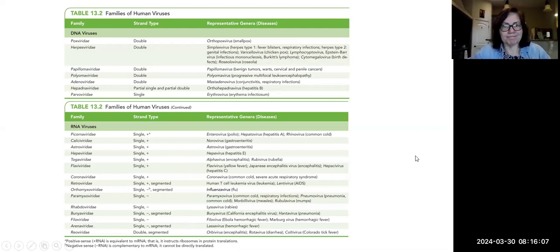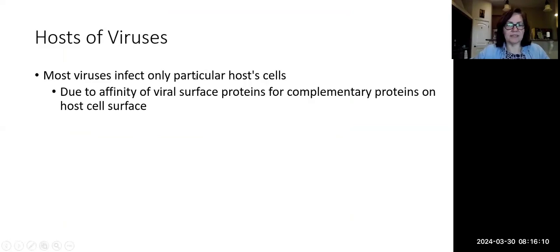Let's go on. So, hosts of viruses. Now viruses, they're not generally generalists. They can't just go into any old cell. They typically only infect a particular species. And then on top of that, they tend to affect only particular cells of that species. Or if they affect more than one species, they still only go into one kind of cell from those different hosts. And what it comes down to is the shape of the proteins that the virus has on the outside.